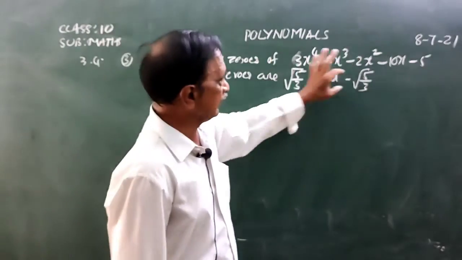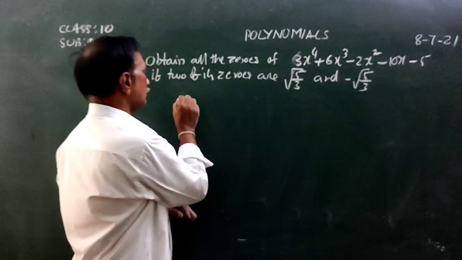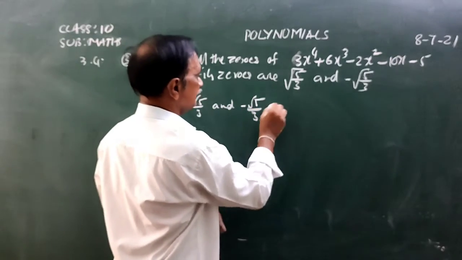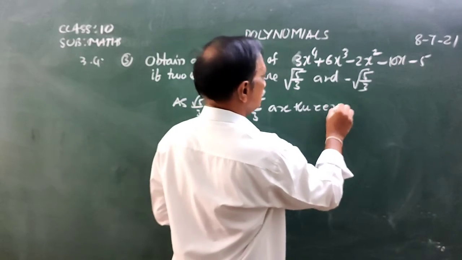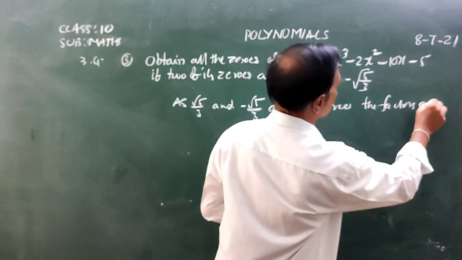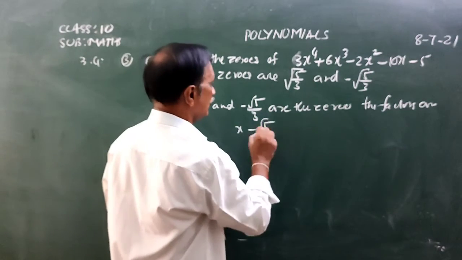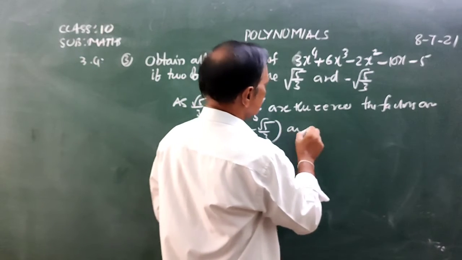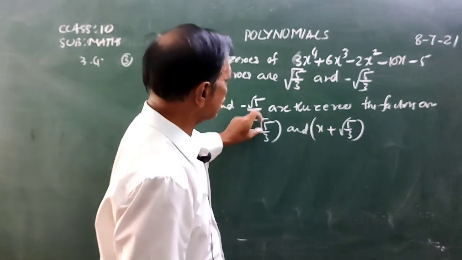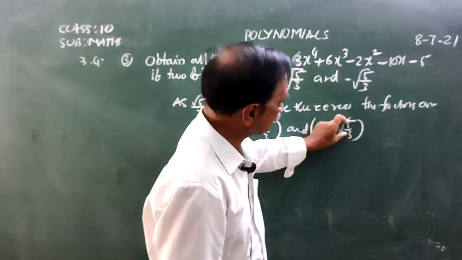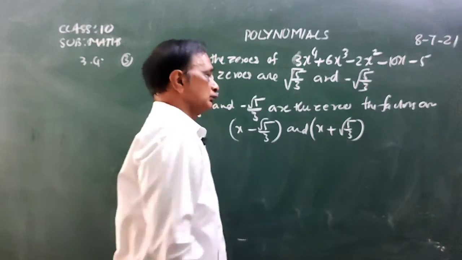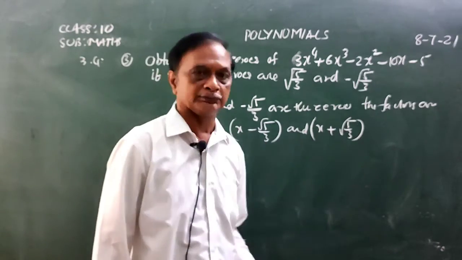Here we have 2 zeros given. What are the zeros given? As root 5 by 3 and minus root 5 by 3 are the zeros given, the factors are x minus root 5 by 3 and x plus root 5 by 3. When x minus root 5 by 3 is the factor, what is the zero? Root 5 by 3. When x plus root 5 by 3 is the factor, what is the zero? Minus root 5 by 3. As root 5 by 3 and minus root 5 by 3 are zeros, the factors are x minus root 5 by 3 and x plus root 5 by 3.